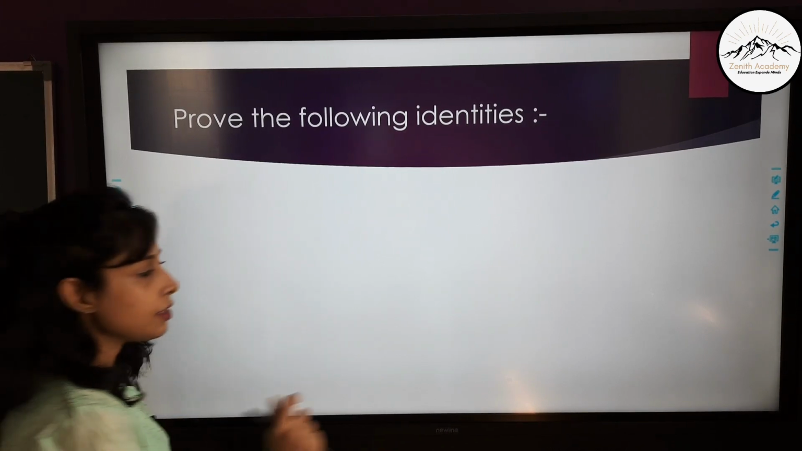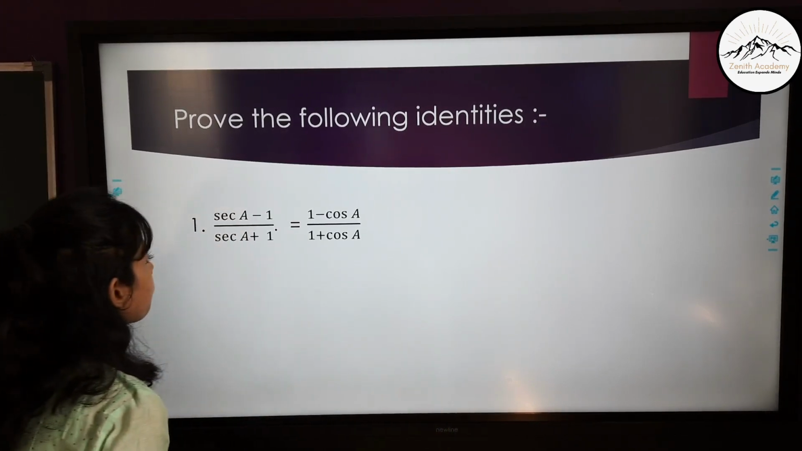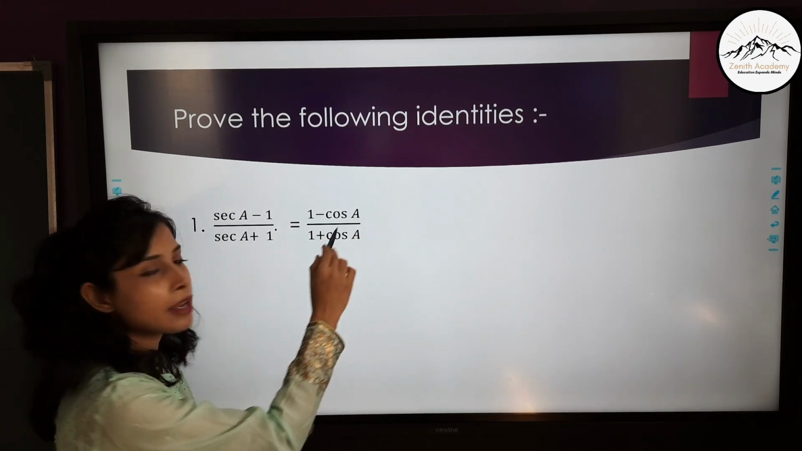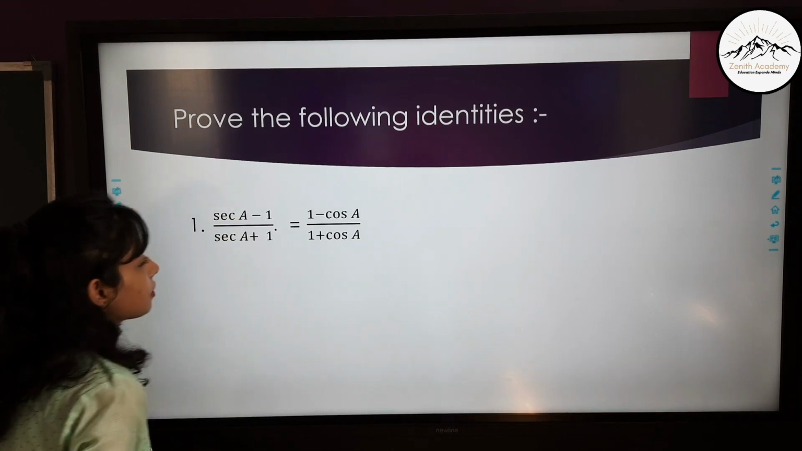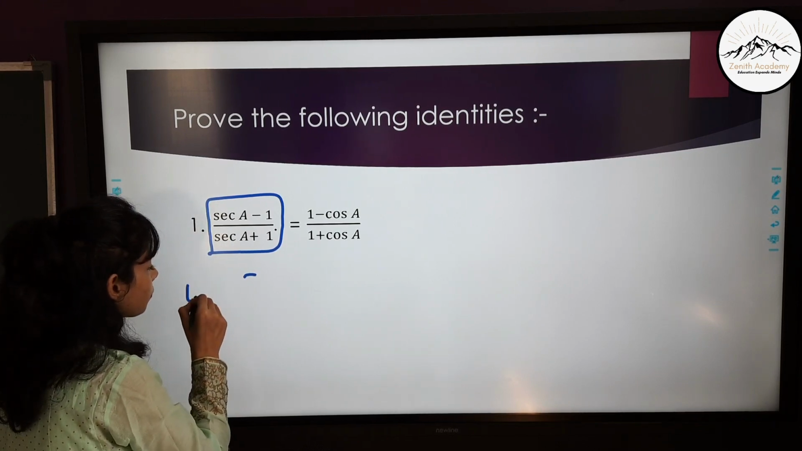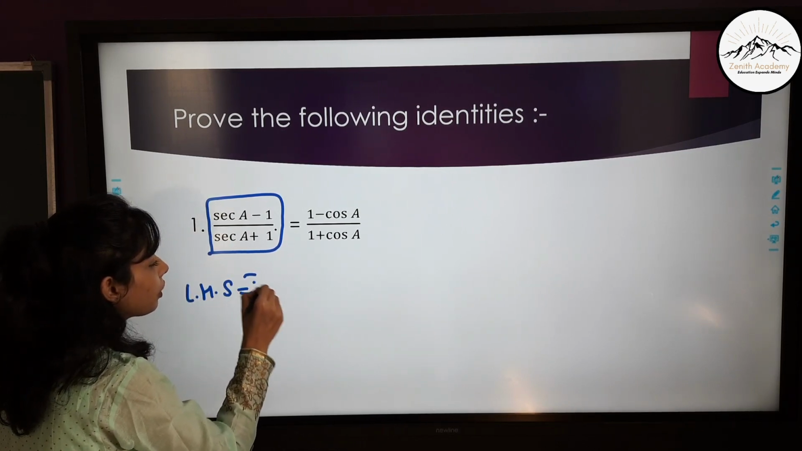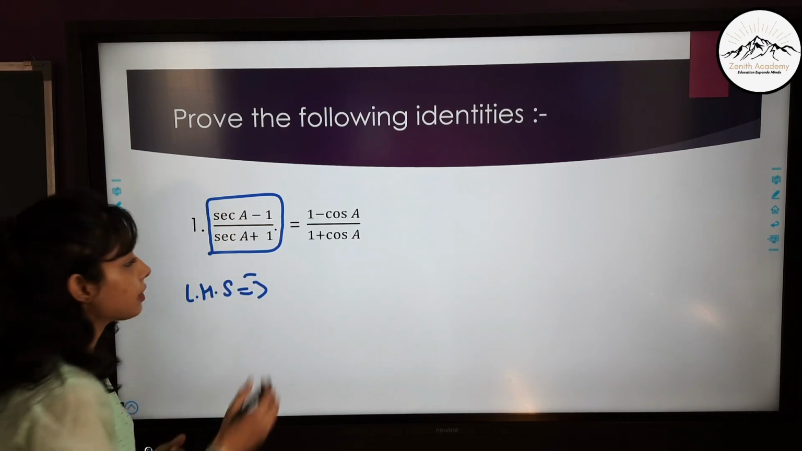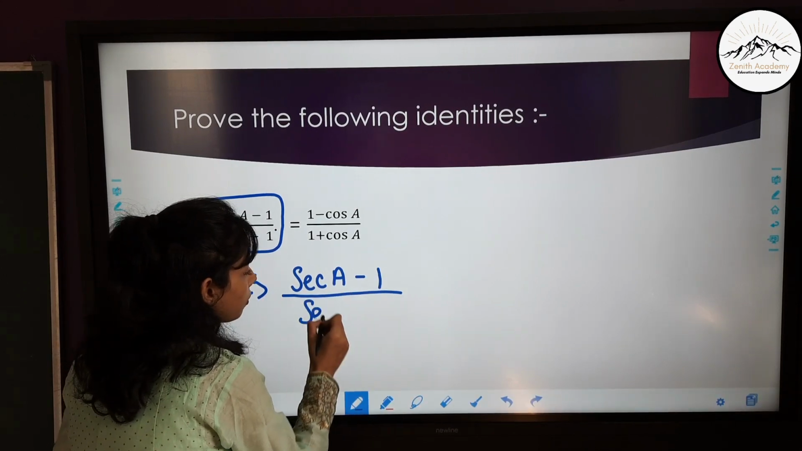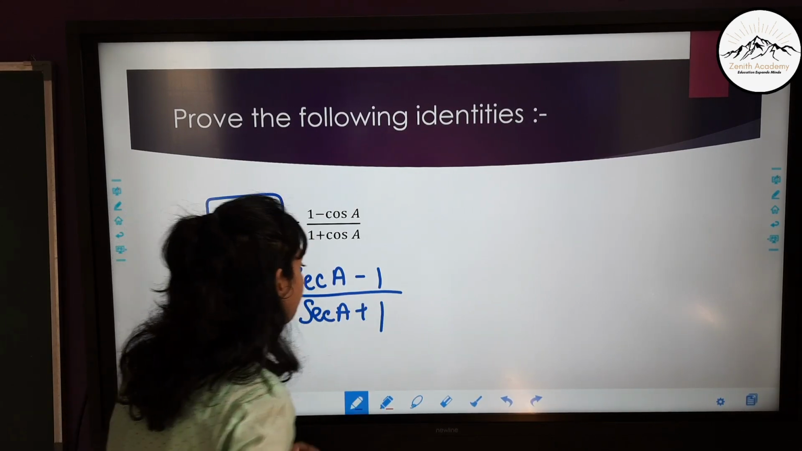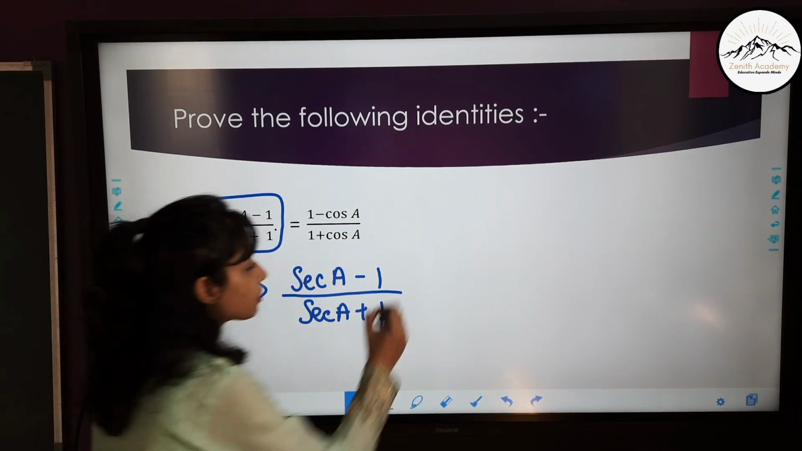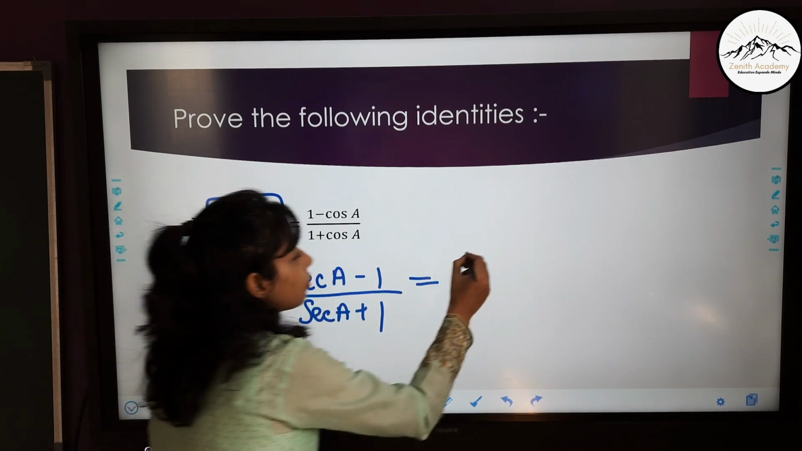Prove the following identities. First question: sec A minus 1 upon sec A plus 1 is equal to 1 minus cos A upon 1 plus cos A. See, if I take the LHS, what is the LHS? Sec A minus 1 upon sec A plus 1. Now we know sec is the reciprocal of cos. So we can write it in terms of cos. So convert it. What will be sec A?